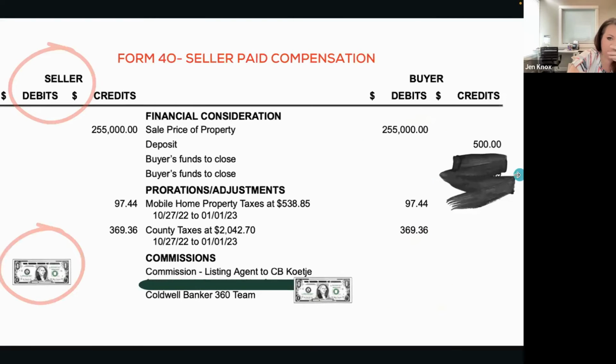And this is what a Form 40 would look like. The Form 40 compensation is going to be a seller-paid compensation. So it's on the left-hand side. So again, just keep track of, is it coming out of buyer? Is it coming out of seller? And have I done this the way my contract says I'm doing this? Does everybody know what they are paying, where they are paying, and who they're paying it to?